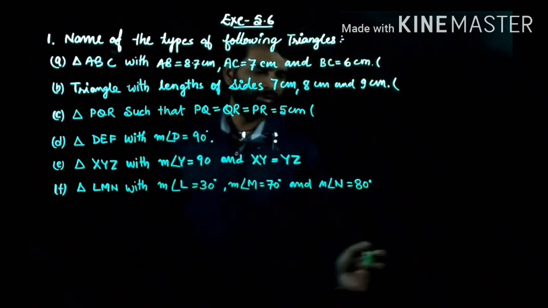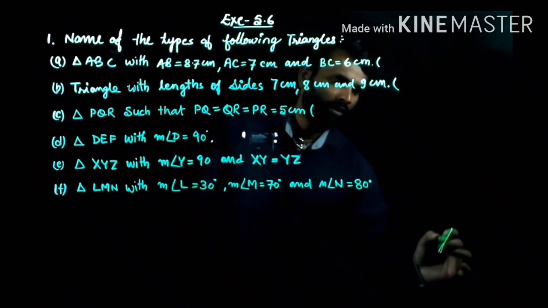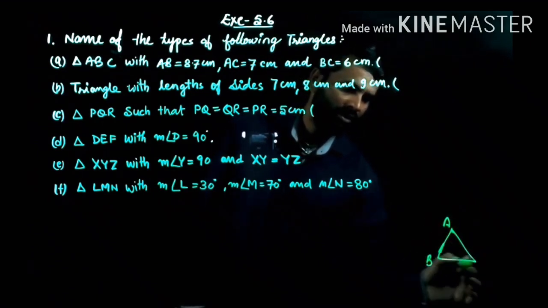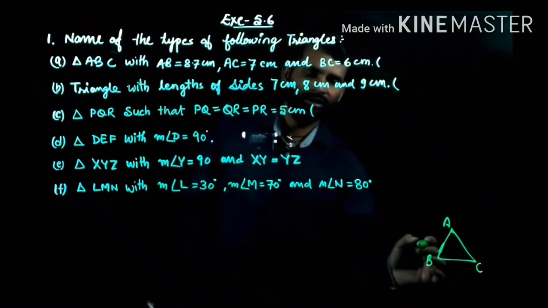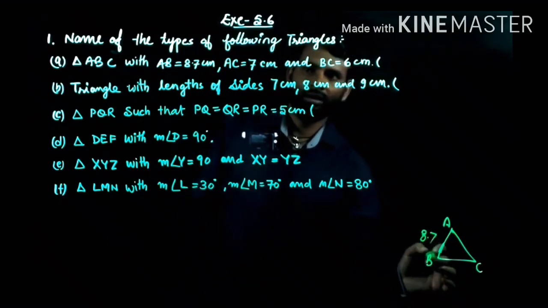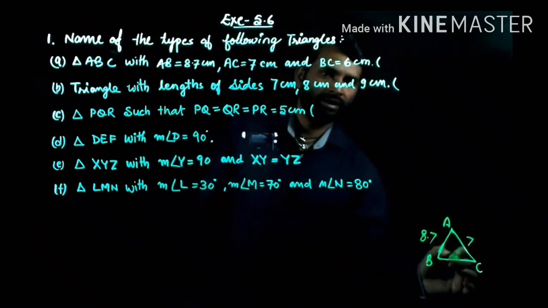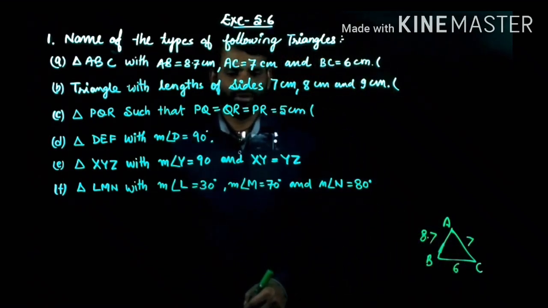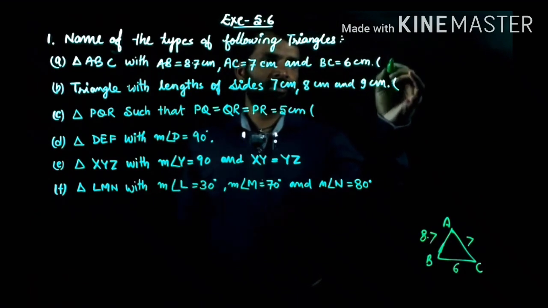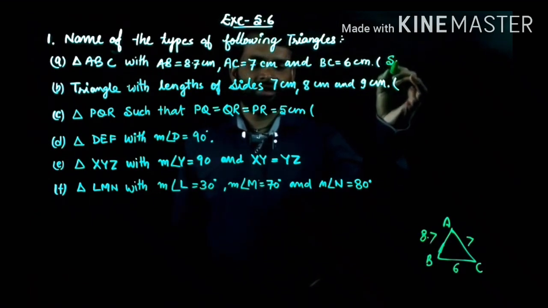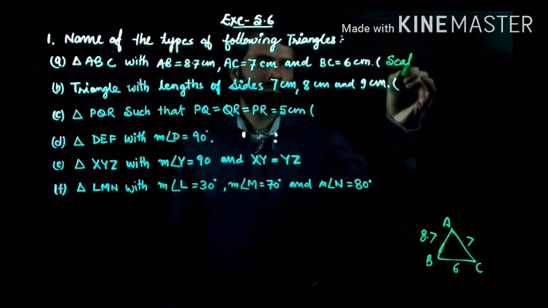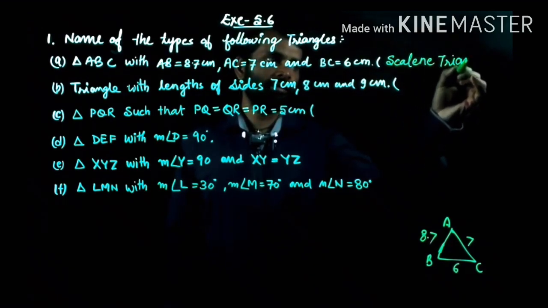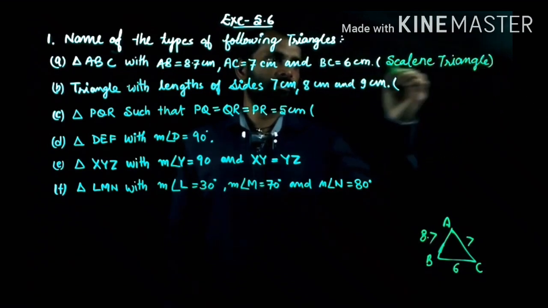A rough diagram will be drawn: A, B and C, the given AB is 8.7 and AC is equal to 7 and BC is equal to 6. All sides are not equal. Okay, the name is the first type, scalene triangle. The name of the triangle is scalene triangle.